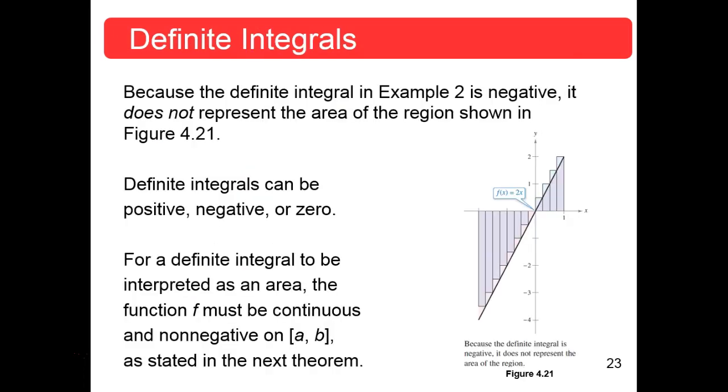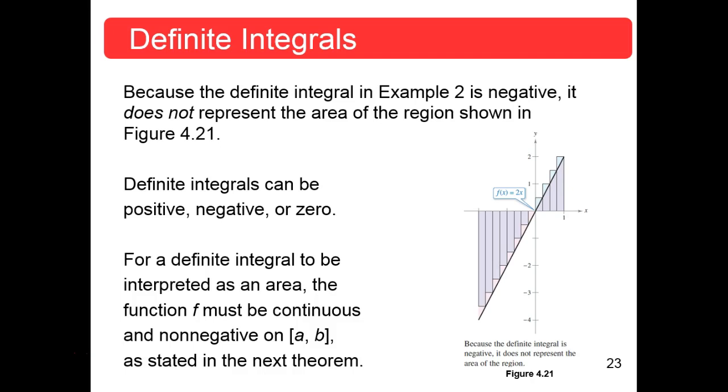There is an easier way. But here's what they were talking about before. Because the definite integral in example 2 is negative, that answer was negative 3, it does not represent an area of the region shown here. Or it really does, sort of. Because this area down here, because it's below the x-axis, is actually a negative value. And this is a positive value, and the sum of those is negative 3. But we don't usually talk about areas as being negative. So that's what they're saying.